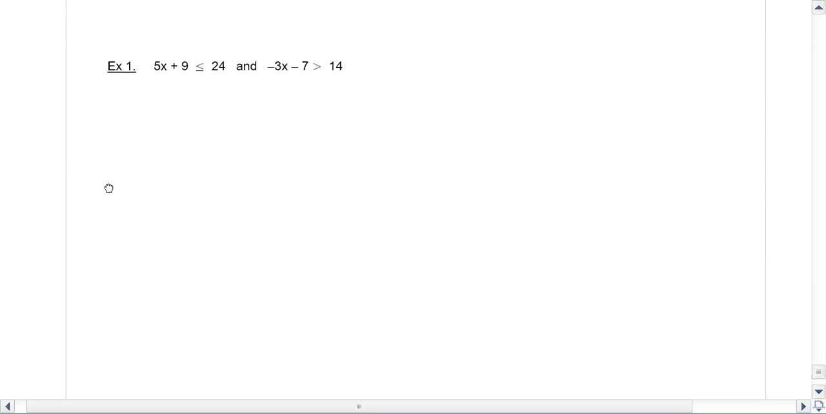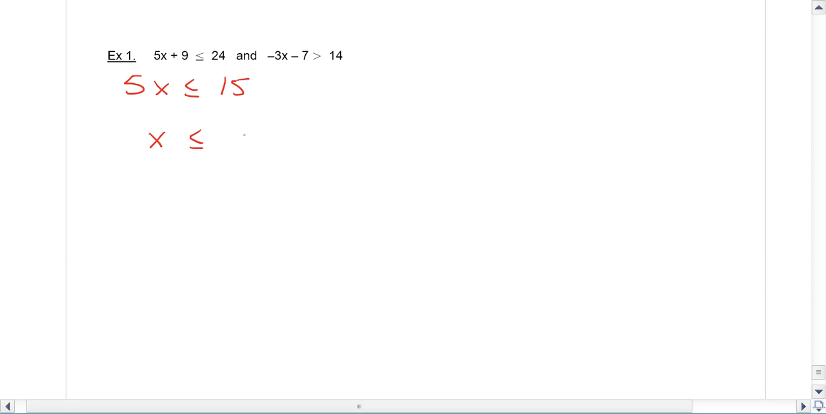So in this first one, we have an and situation where we need to solve both of these, and then we will be looking at combining their answers to see where they overlap, where are the solutions that make both of them true. So now just solving this, start by subtracting a 9 from both sides, and then dividing by 5. So the first part of this example is x is less than or equal to 3.